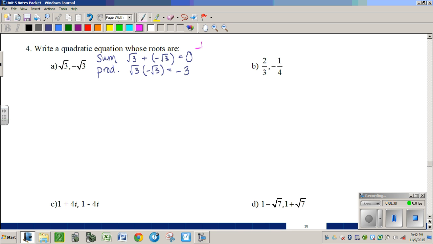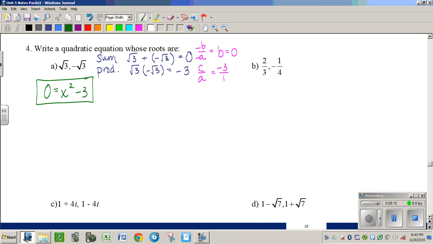So if I do negative B over A, if I'm going to get 0 for an answer, then my B value must be 0. And if I'm going to do C over A for my product, that means I'm just going to get negative 3 over 1. So it's looking like an A value of 1, a B value of 0, and a C value of negative 3. So that would just look like 0 equals x squared, no B value because that's 0, minus 3. So that's what it would look like.